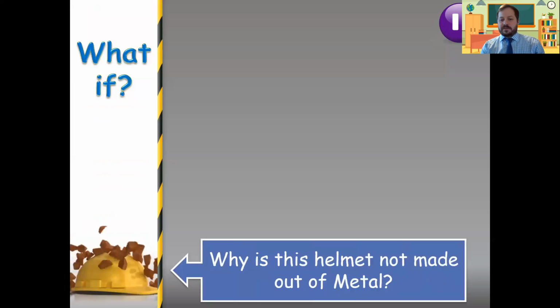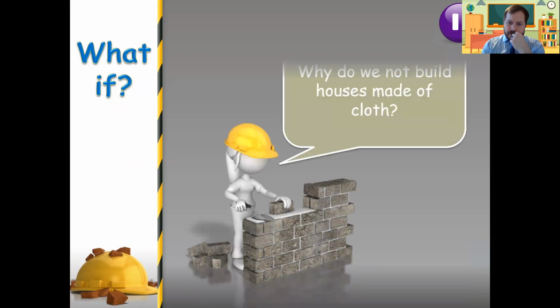So, what if? Why is this helmet not made of metal? Why would we not wear a helmet made of metal on our heads? Why do we not build houses out of cloth? Think about it. What would be the problem if I built a house out of cloth? Where would the problems be? These are questions I just want you to think about. Write down an answer that you think it might be, and we'll talk about them in our live session.